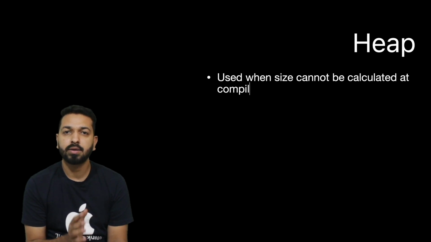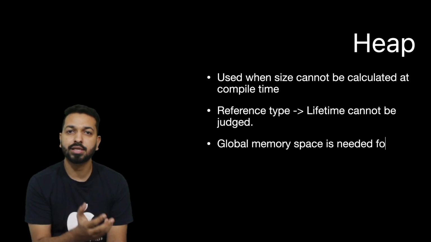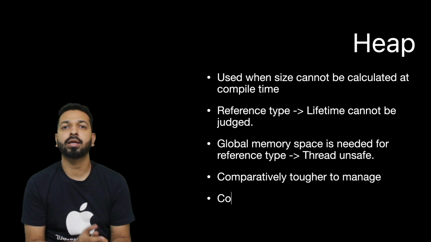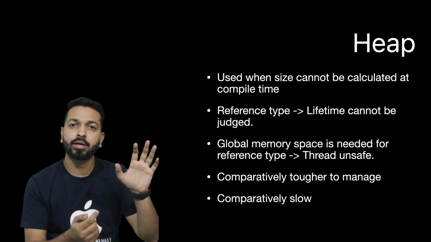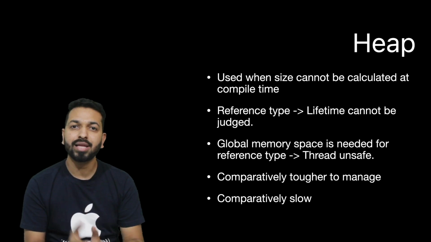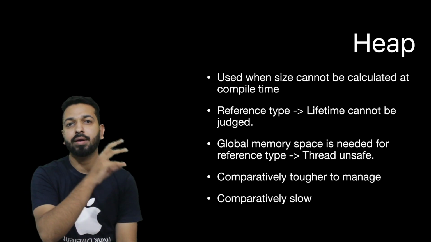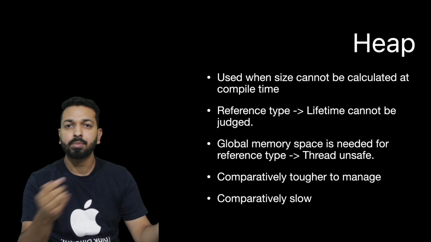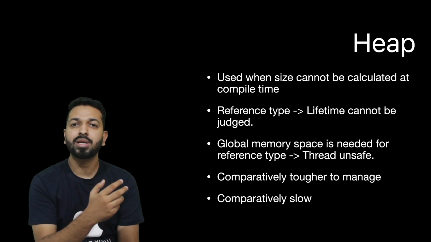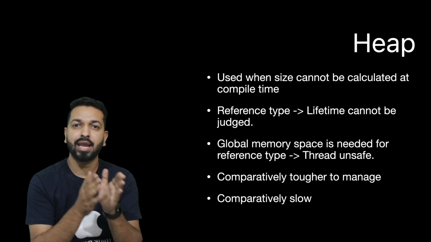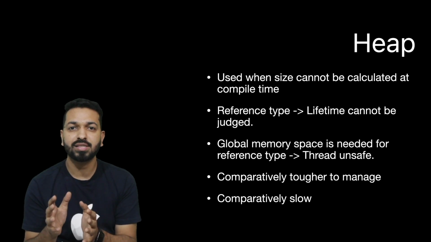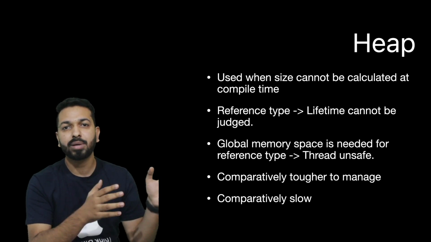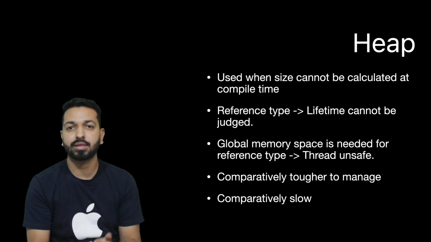The first point behind the usage of heap is that heap is used in those cases where the calculation of memory cannot be done at compile time. Now in the case of reference types, the lifetime of an object cannot be judged, because the same object can be referred to, can be pointed to, by multiple instances. And to make this happen, the allocation should be done in a global space, so that it can be pointed to from different locations. And the global space cannot be the stack, because stacks are exclusive to each thread, as we discussed. So that is why the memory allocation for the reference type is done in the heap, because that is in a global space and it is not exclusive to any particular thread.